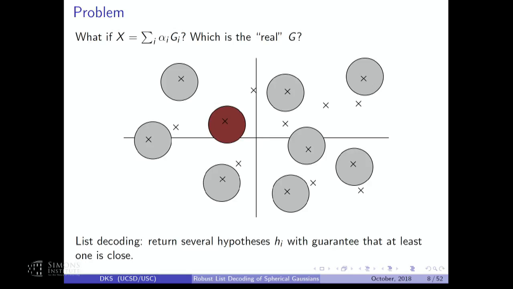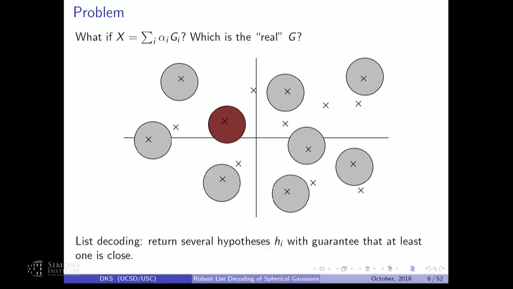So to make this all possible, we're going to want to relax our requirements a little bit. So we're going to try to do list decoding. We're going to allow our algorithm to return several hypotheses, maybe some polynomial list or something like that.